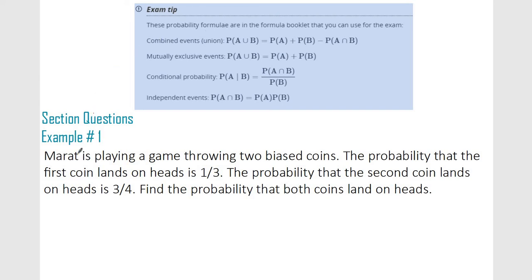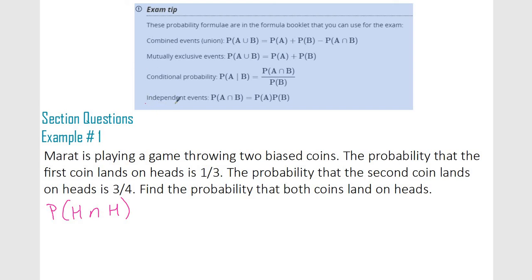Okay? Now, the first example, Marat is playing a game throwing 2 biased coins. The probability of the first coin, probability of the second coin. Okay, so they're 2 different coins. Find the probability that both coins land on heads. So, probability of rolling a head and rolling another head, okay, from the 2 different coins. Well, one thing you need to notice is that these are 2 different coins.